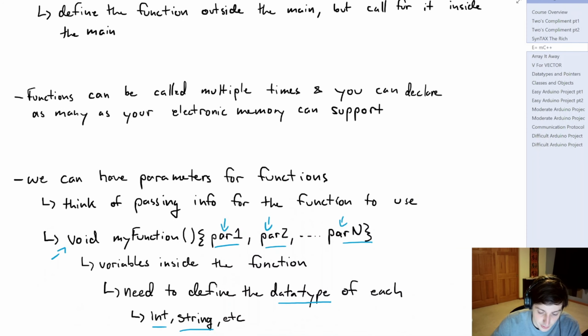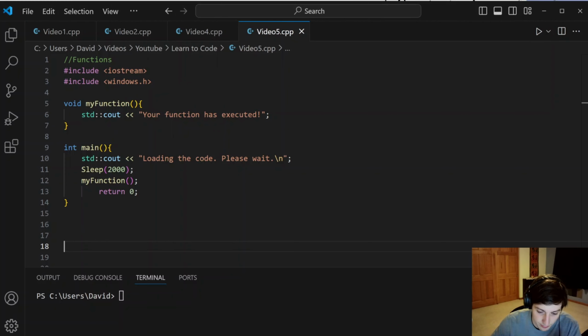So if we go into Visual Studio, here we just have a very basic function. So we are going to be using the input-output stream. We're going to be using windows.h. The reason for that is because I like to use this sleep function. If this is the first video you're seeing in the playlist, watch the previous videos for that sleep function.